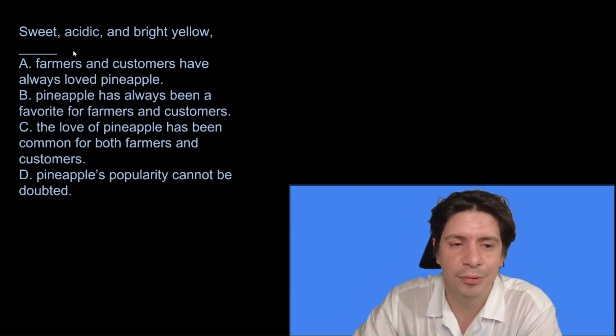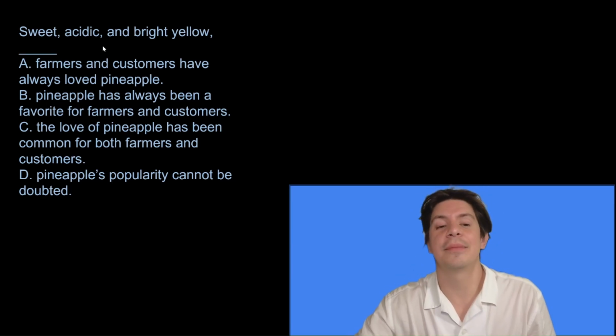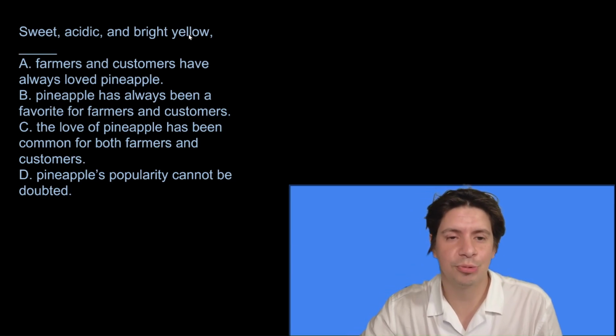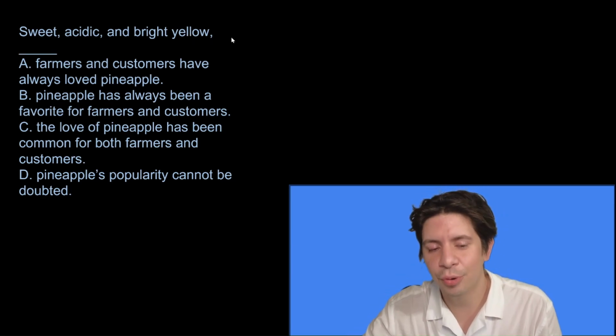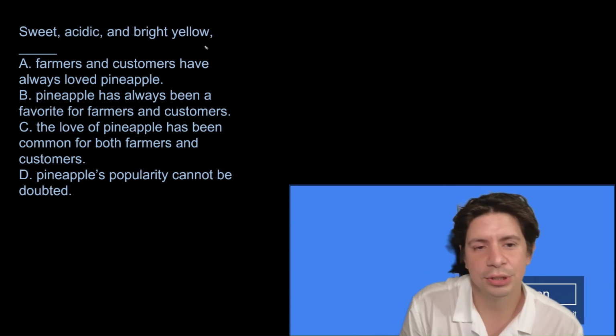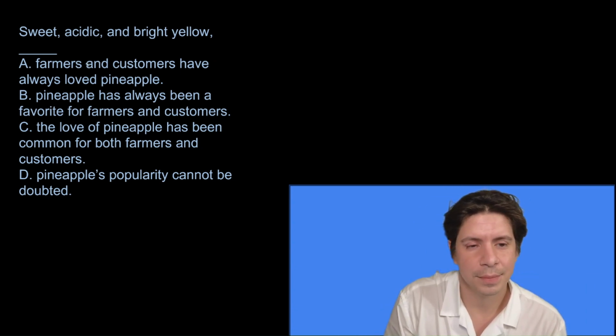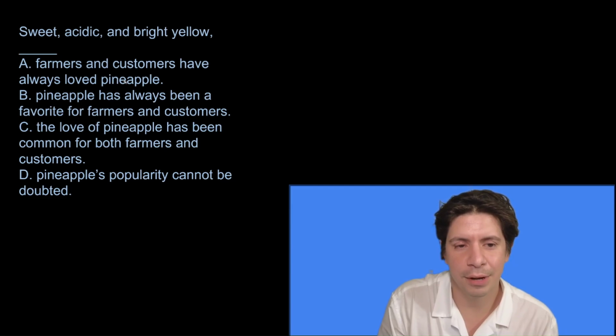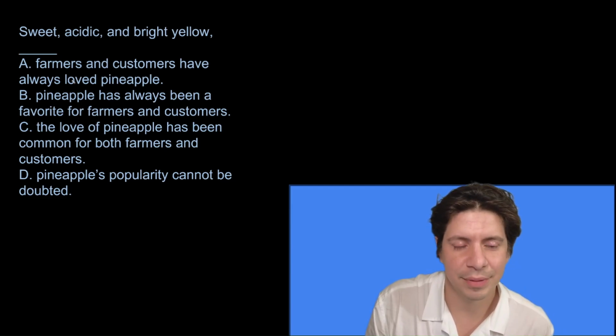So I'm not predicting you're going to have one exactly like this, but I am predicting you're going to have one with an introductory clause. And what has to happen is you want to avoid dangling modifiers. So what is sweet, acidic, and bright yellow? Is that farmers and customers have always loved pineapple?